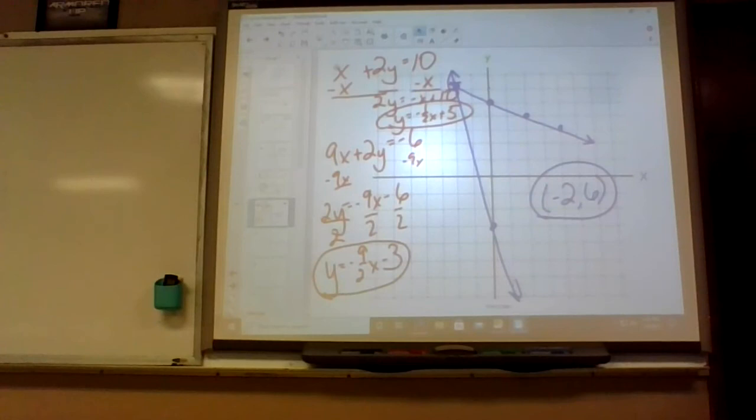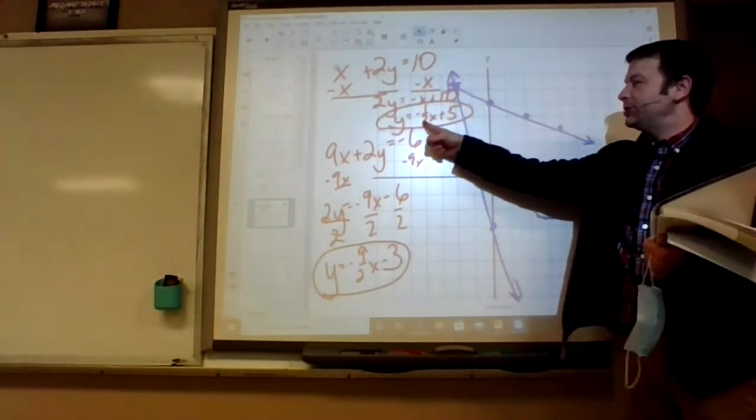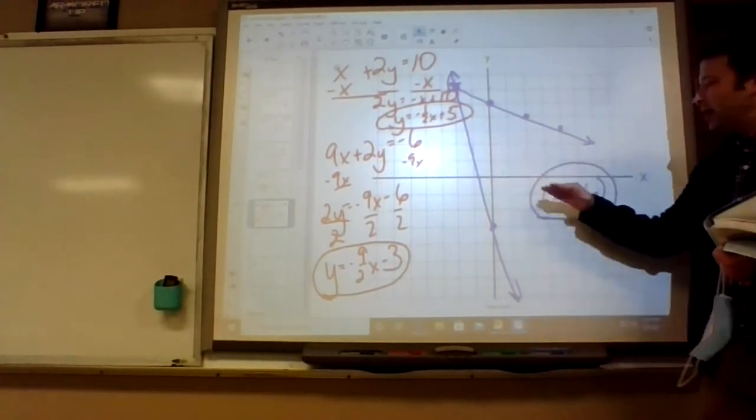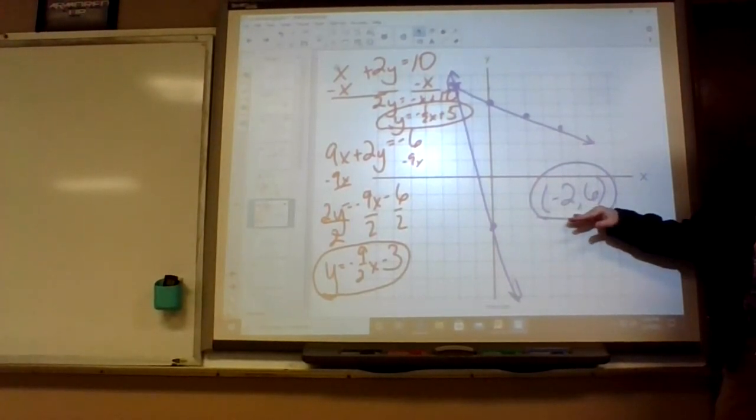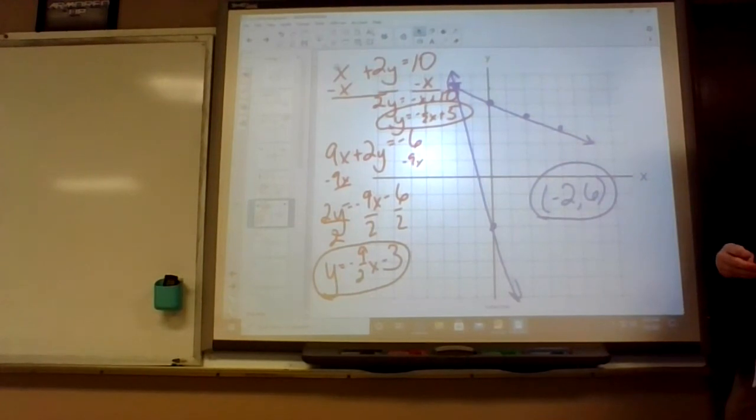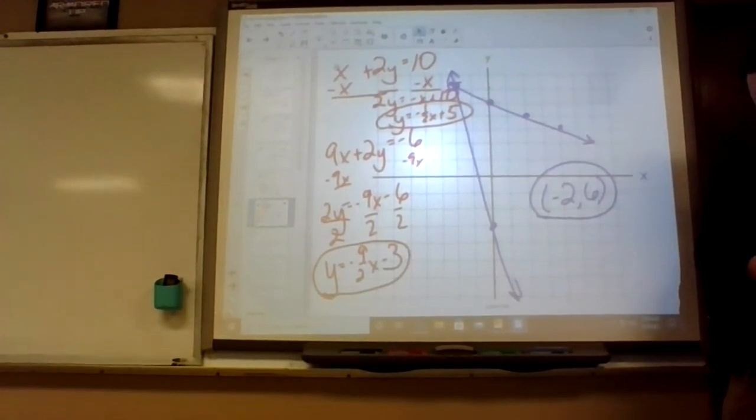But isn't it rise over run? You're trying to blame it on the slope, which we're not. When we graphed it, we used the slope, but our answer is not a slope. It's just a point on the line.